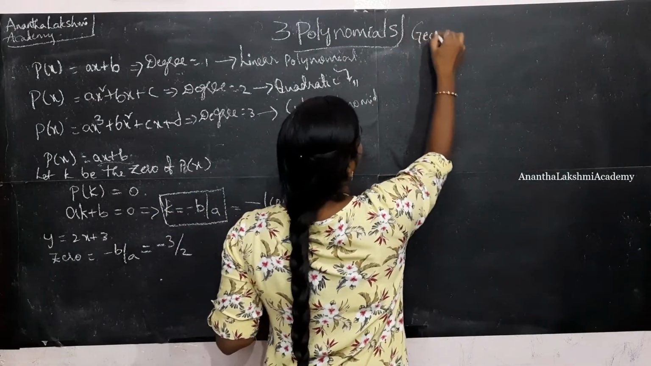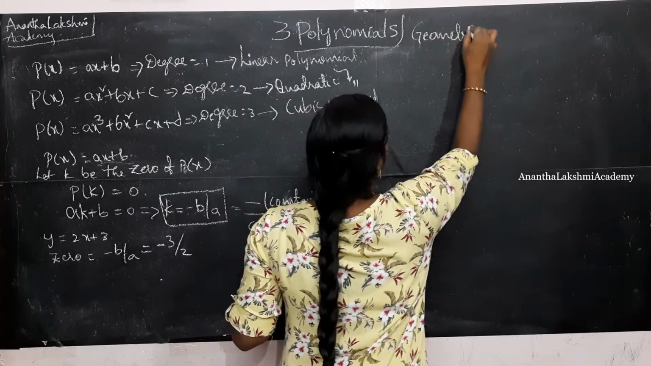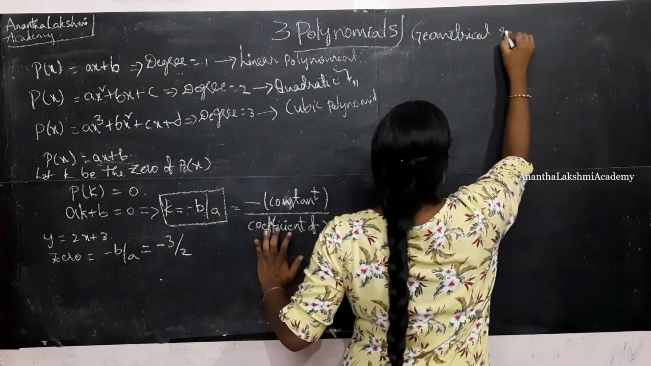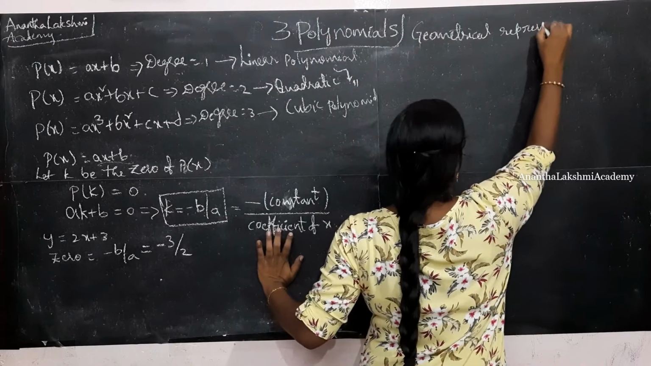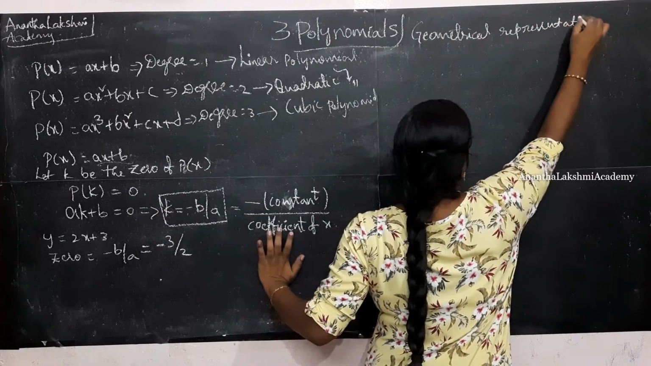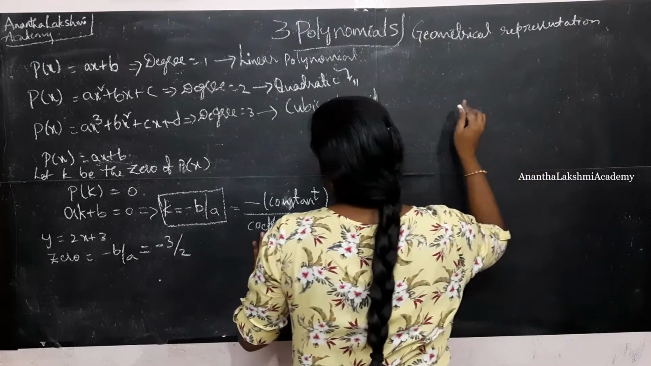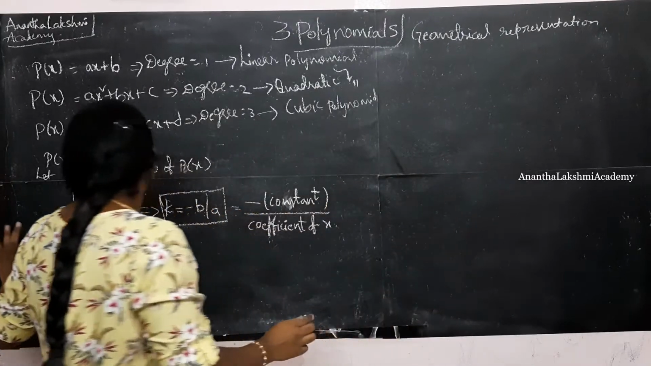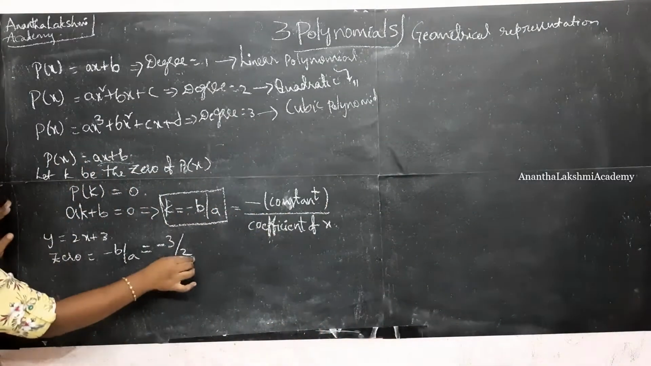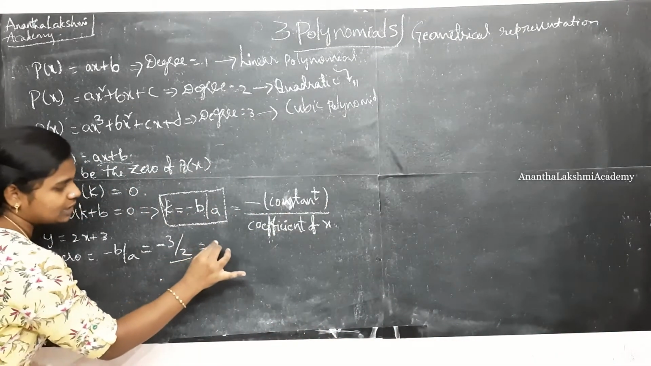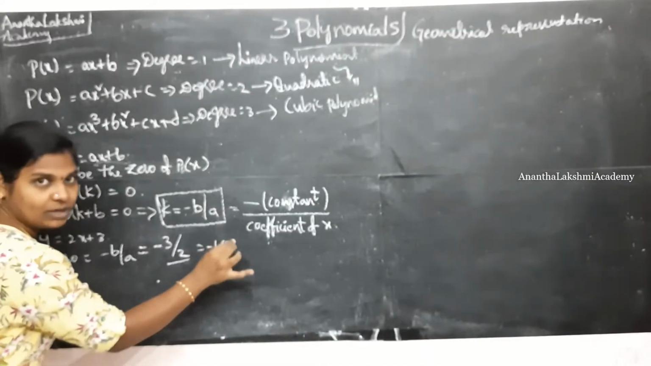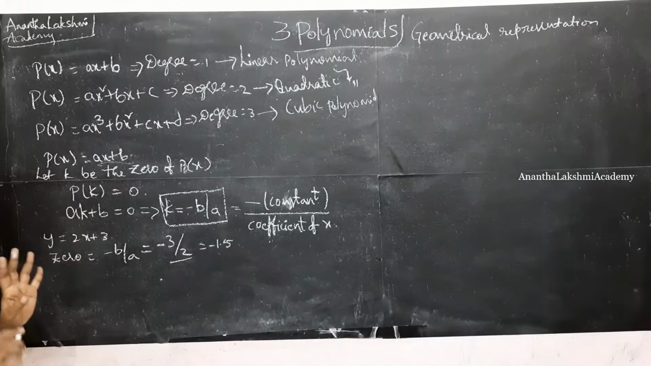What are we going to do? Geometrical representation. Okay, what is given? Y is equal to 2x plus 3. The 0 is minus 3.2. So somewhere it is like minus 1.5 if I calculate the thing.